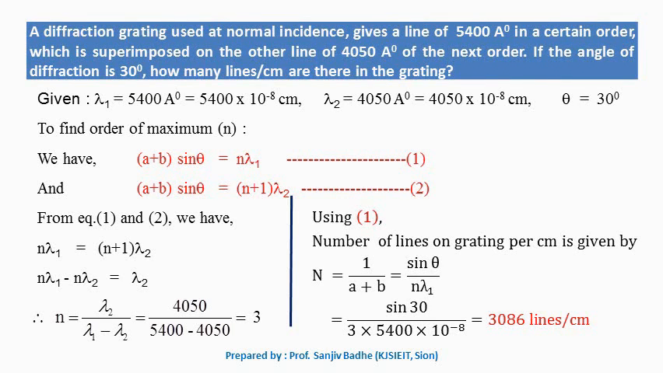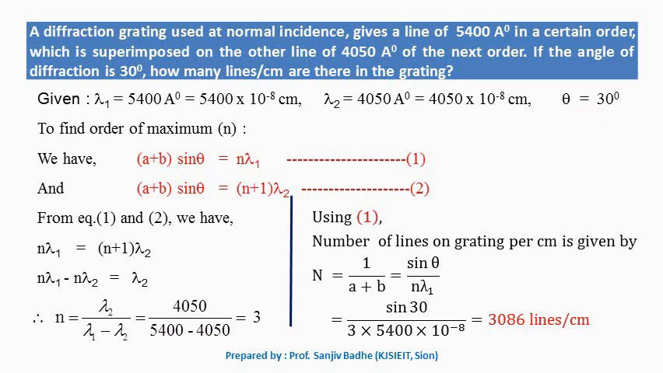This one is similar to the last one. A diffraction grating used at normal incidence gives a line of 5400 angstroms in a certain order, which is superimposed on another line of 4050 angstroms of the next order. If the angle of diffraction is 30 degrees, how many lines per centimeter are there on the grating? So it is the same problem as we have done on the last slide. Lambda 1 is given here as 5400 angstroms and lambda 2 is 4050 angstroms.